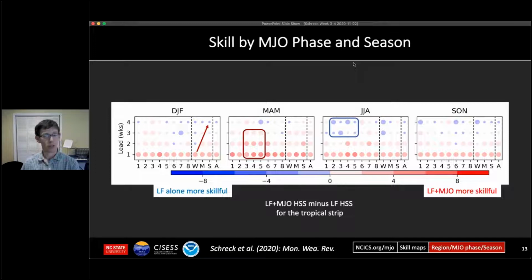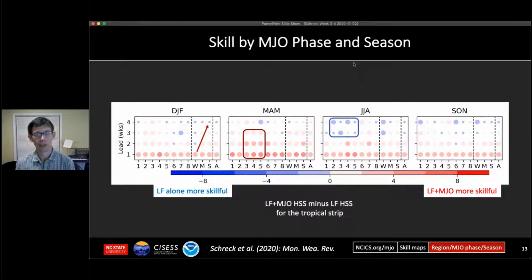The MJO is particularly useful during the spring, which I think is when it tends to be the strongest, and also particularly when you're in phases 3, 4, and 5, which I think makes sense, because if you're in those phases, you don't have to worry about initiation in phases 1 and 2. You already have an MJO. You just have to keep propagating it along, and you don't have to worry so much even about what happens to it after it crosses the Pacific.